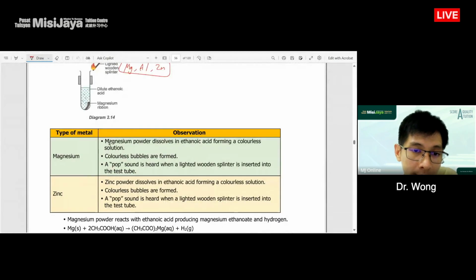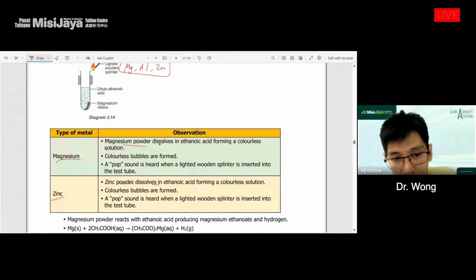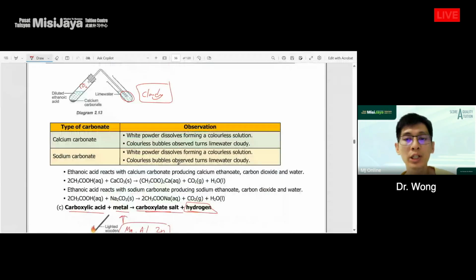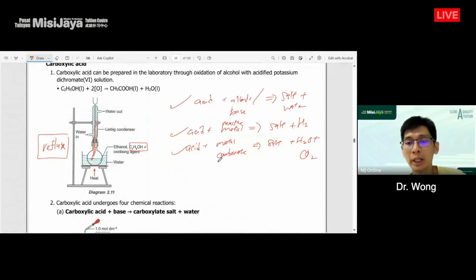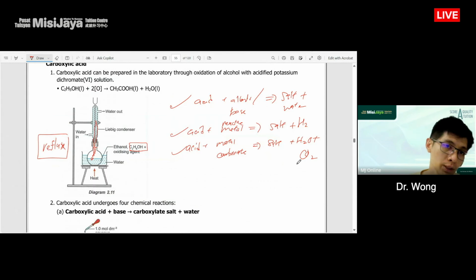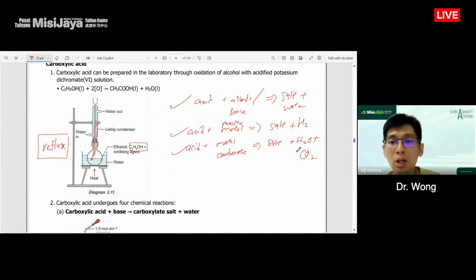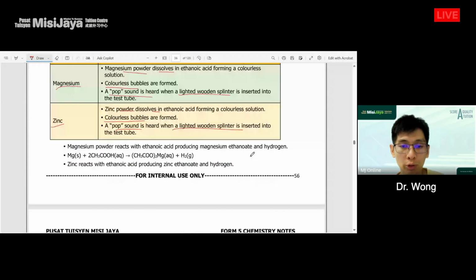So you can see we use magnesium and zinc. The powder will dissolve. Colored solution forms. A pop sound when tested with a lighted wooden splinter. Okay, so that is the third reaction. For all these three reactions, it is very important that we learned in the salt chapter, but we use it in this chapter, we use it in the thermochemistry chapter as well, we use it in many other chapters. Okay, make sure you remember that.